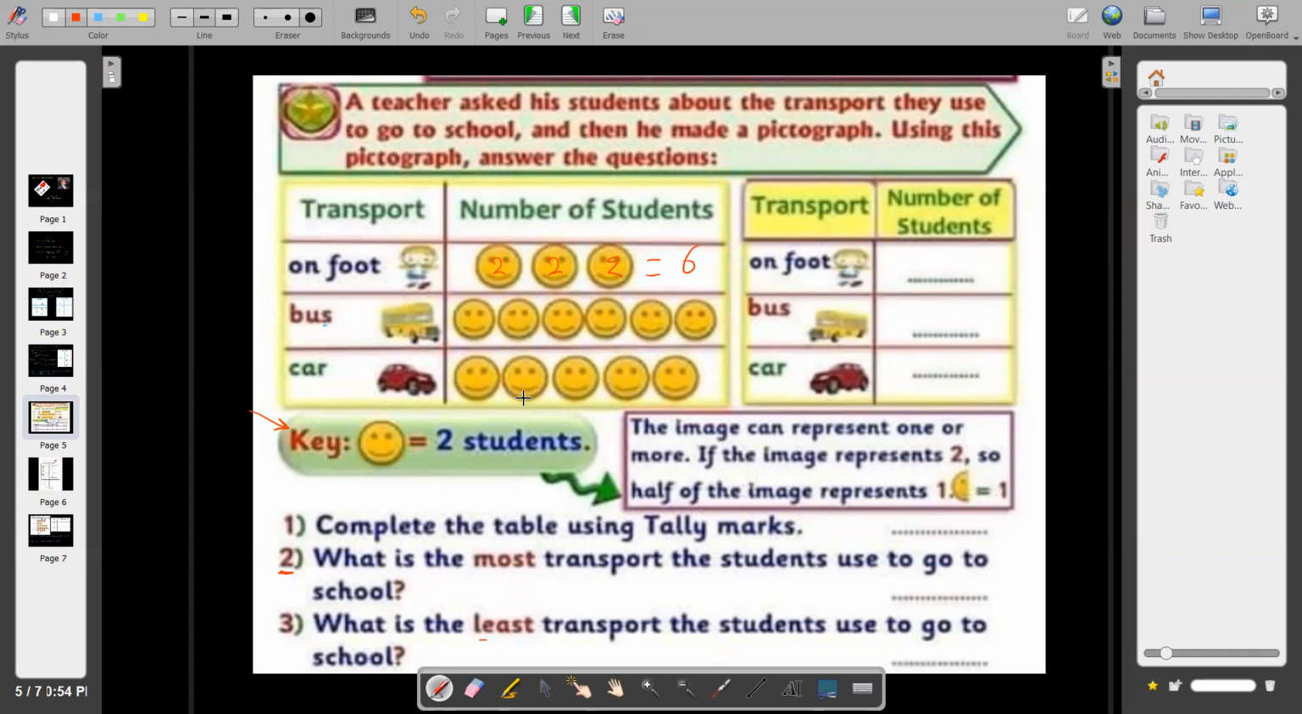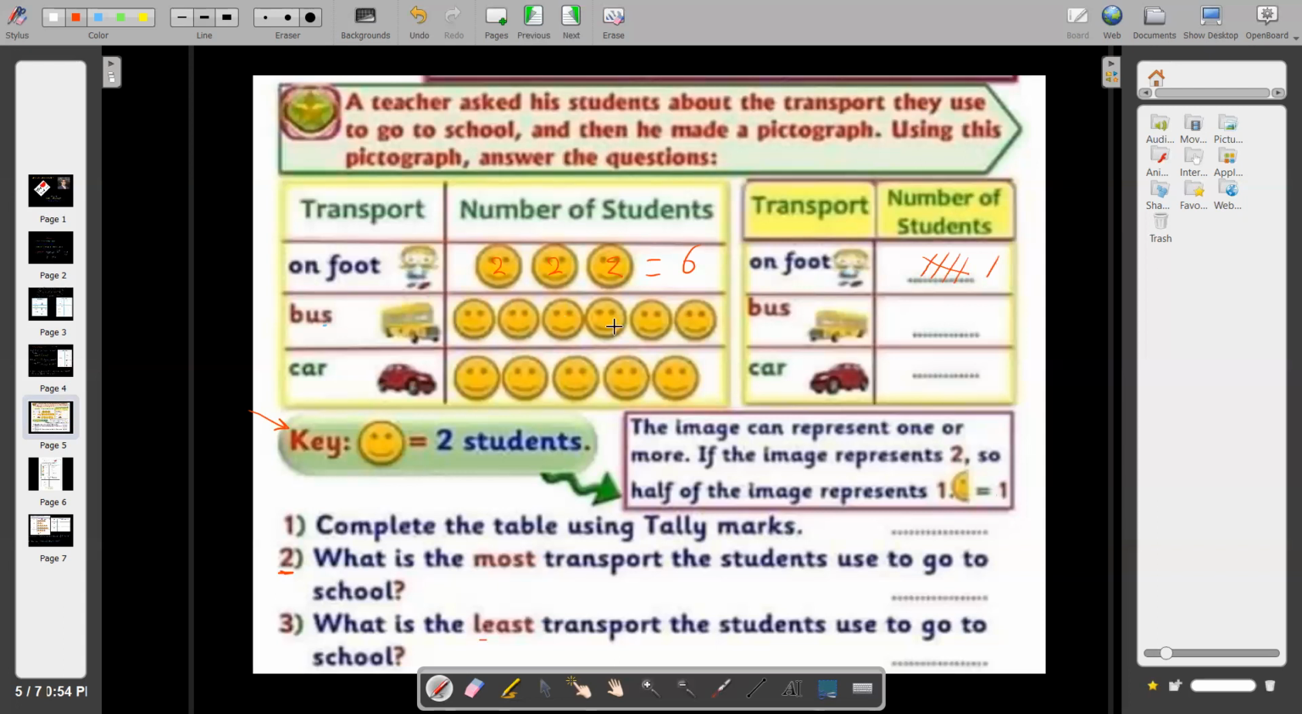Now let's answer the question. Complete the table using tally marks. We said that each face equals 2. So this face equals 2, and that face, and also that face. We count 2s: 2, 4, 6. So we make tallies here: 1, 2, 3, 4, 5. We cross it and we draw 6.